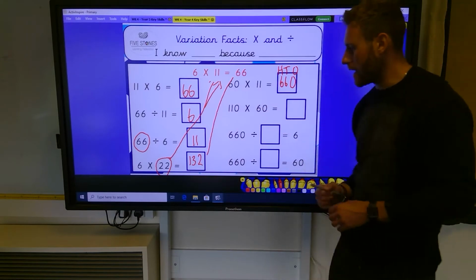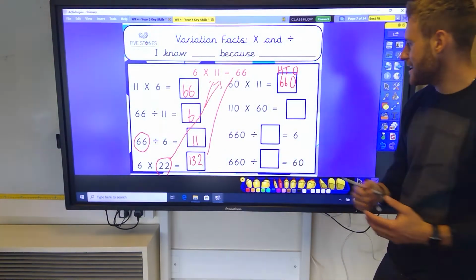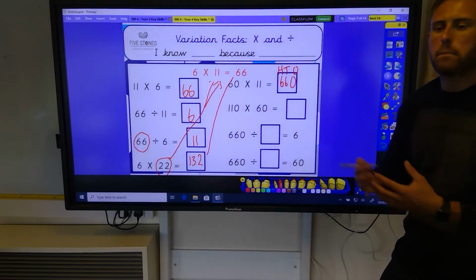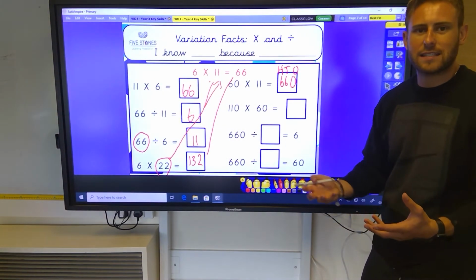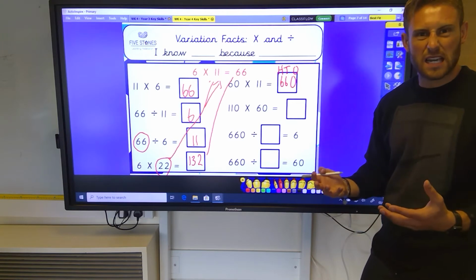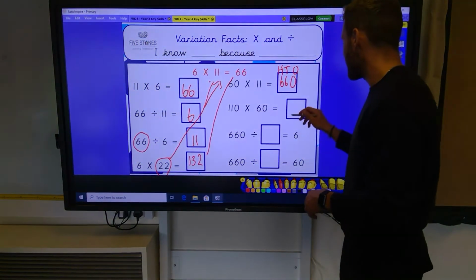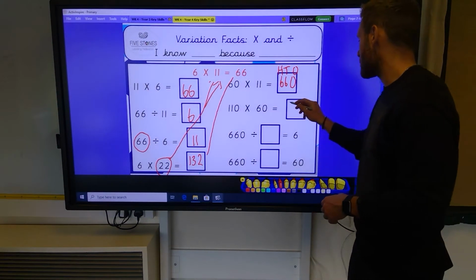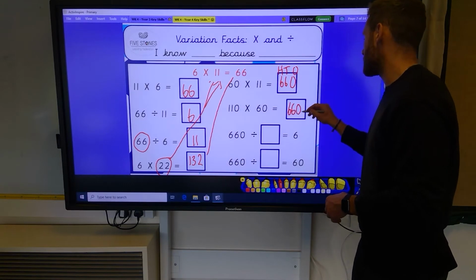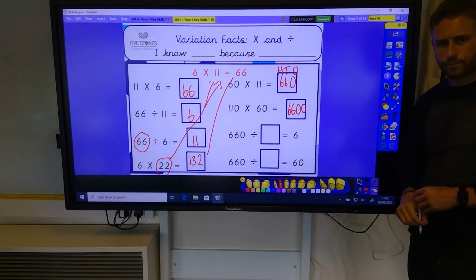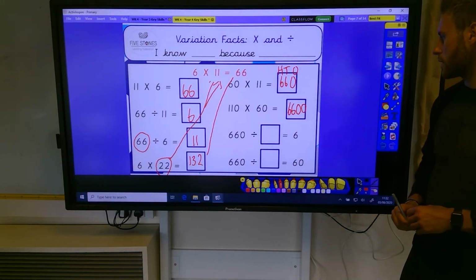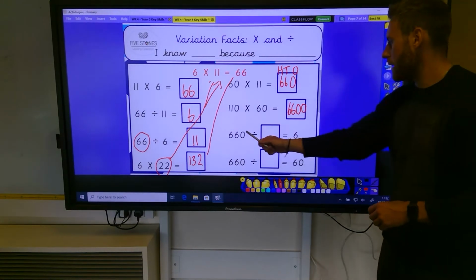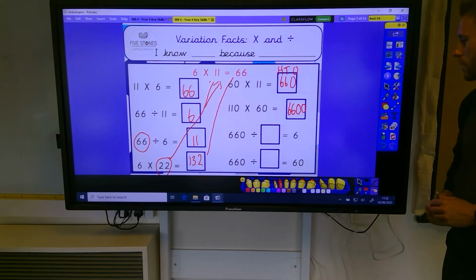This calculation here, 110 times 60, both values have increased by 10. So 10 times by 10 times, what's 10 times 10? It's 100. So our product increases by 100 times as well. So now we would have 6,600. Brilliant. Well done. Then finally, moving on to our two final division facts.